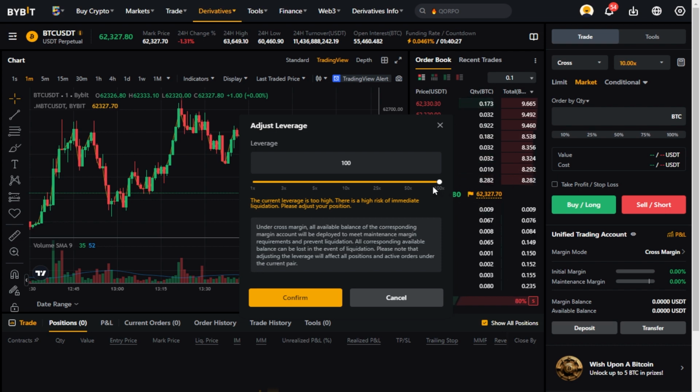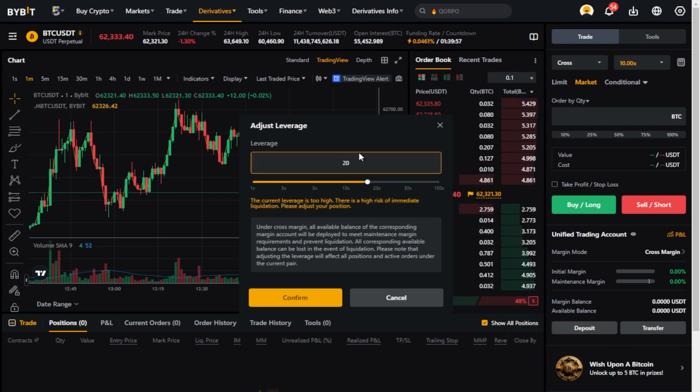Next, we can choose the leverage. Here, the minimum is 1x and the maximum is 100x. The higher the leverage, the closer the liquidation price. And the liquidation price means that we lose our entire amount that we have in the trade. So be very careful when setting leverage. If you are a beginner, I don't advise you to put more than 20x.